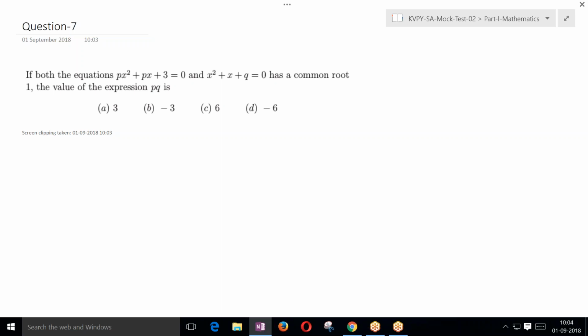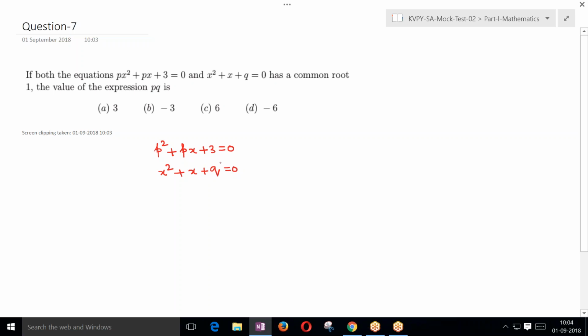So here also you need to apply the concepts of relationship between the roots and coefficient. So what are the equations? Let's write the equations first. So the equations are px square plus px plus 3 equal to 0 and x square plus x plus q equal to 0.